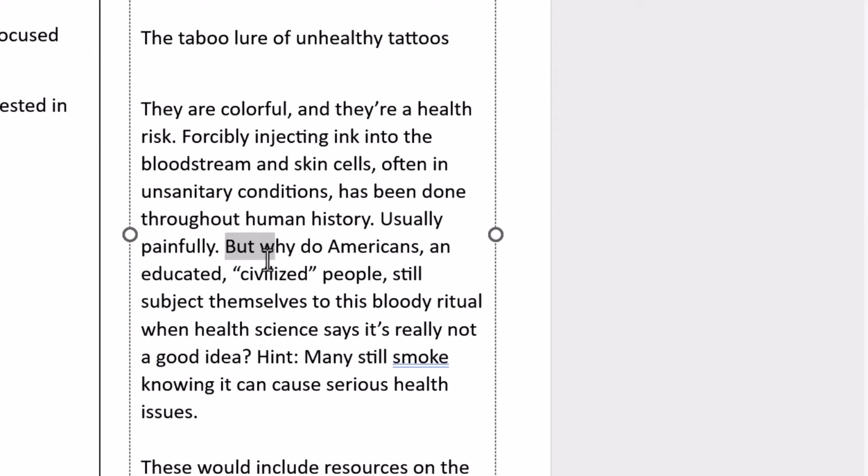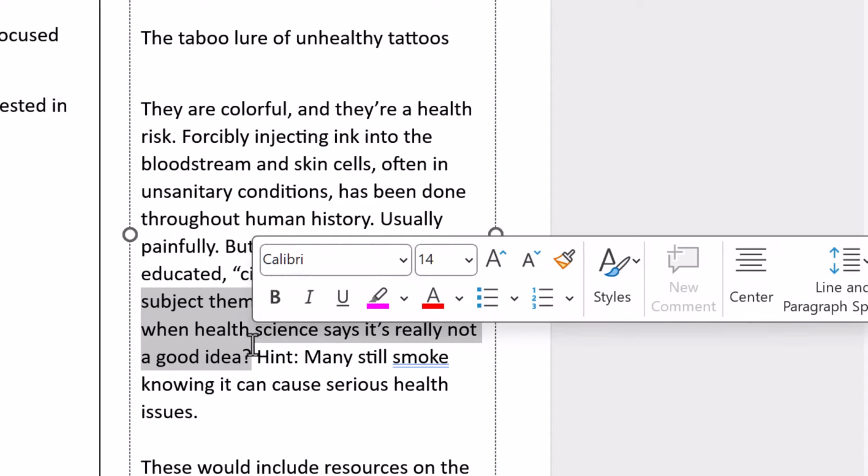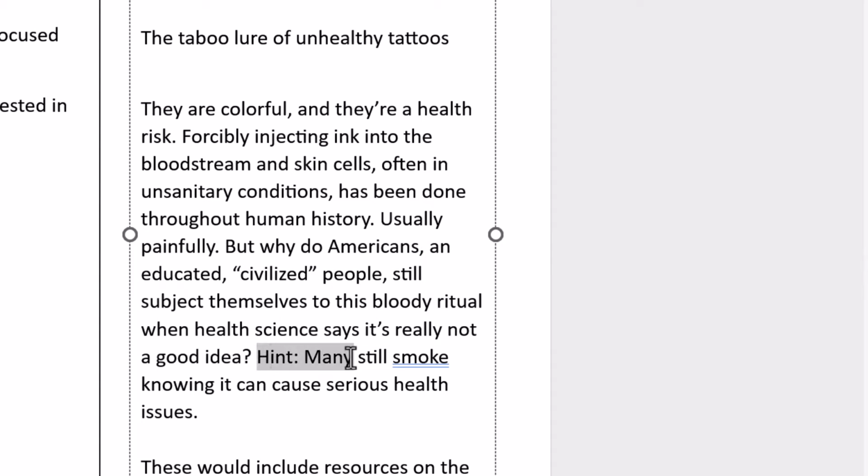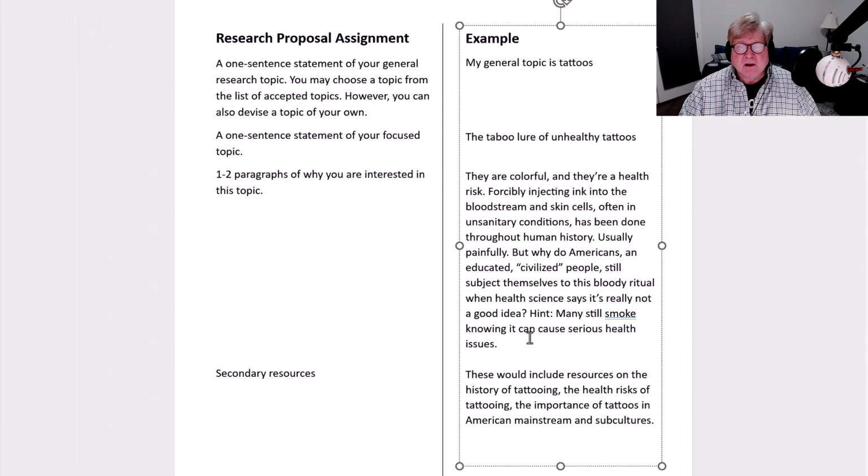Why do Americans and educated civilized people still subject themselves to this bloody ritual when health science, thus we're bringing in our course here, when health science says it's not really a good idea? Hint, many people still smoke, knowing it can cause health issues. So we're juxtaposing here the psychological problem confronting the health issue problem.